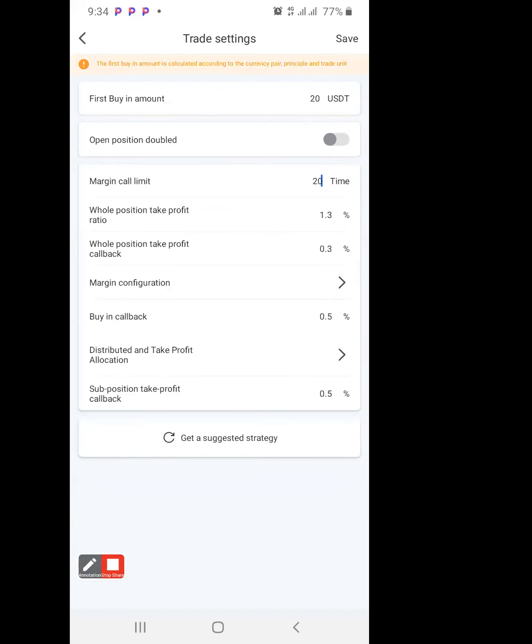So as I was saying, the next one is whole position take profit callback. That one means once the market is going up and has gotten to your TP, it might not close immediately if the market is still bullish. When I say the market is bullish, I mean the market is still going up. If the market continues to go up, it won't close until it reverses 0.3, that you can see here. The whole position take profit callback saying 0.3 means that when the market is rising and it reverses 0.3% of that price, it will close in profit.